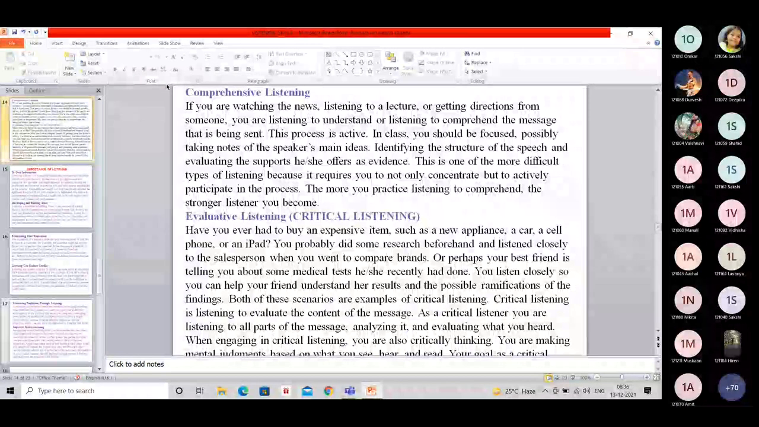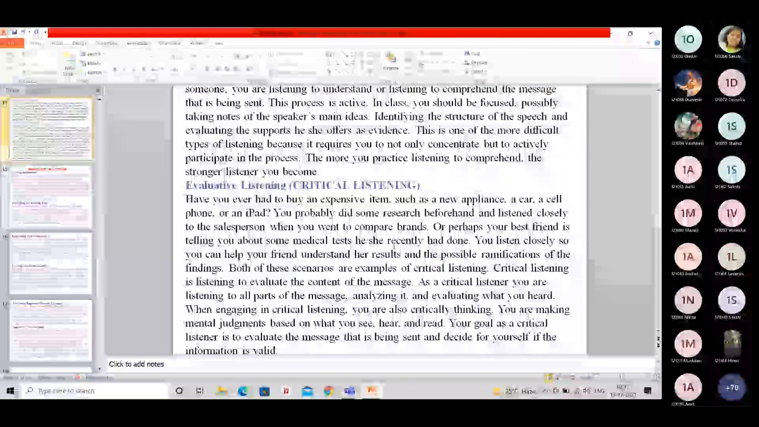Are you understanding, children? So this would be called critical listening. Like you want to watch a show, your different friends will give you different opinions. Then you weigh the pros and cons and then decide which movie I should go and watch. So that is called critical listening. Everybody is clear?